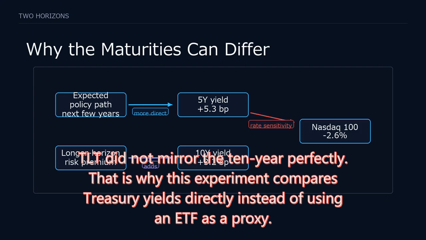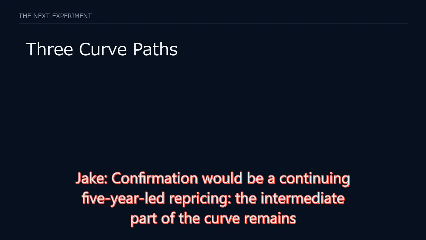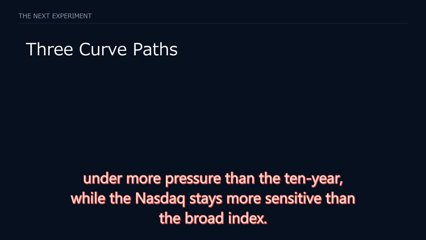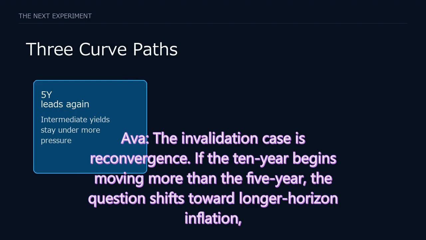TLT did not mirror the 10-year perfectly. That is why this experiment compares Treasury yields directly instead of using an ETF as a proxy. For this episode, the cleaner comparison remains the 5-year and 10-year yields themselves. Confirmation would be a continuing 5-year-led repricing. The intermediate part of the curve remains under more pressure than the 10-year, while the Nasdaq stays more sensitive than the broad index. The invalidation case is reconvergence.